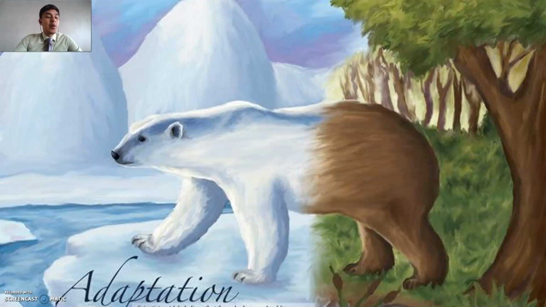And this is basically the way polar bears were generated over time. So they were the dominant species that were naturally selected to survive in this environment, and brown bears couldn't survive there, so they just disappeared from that specific location.